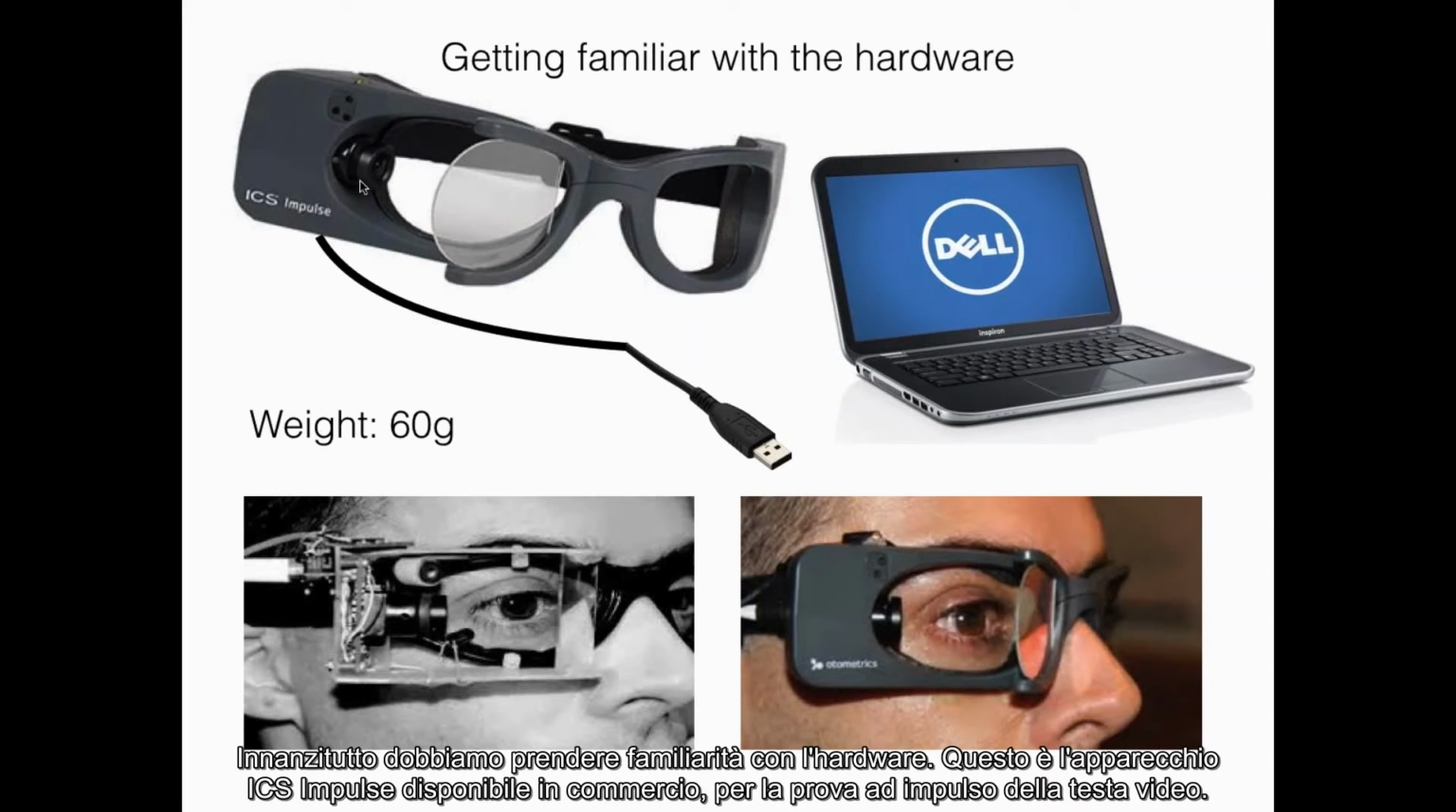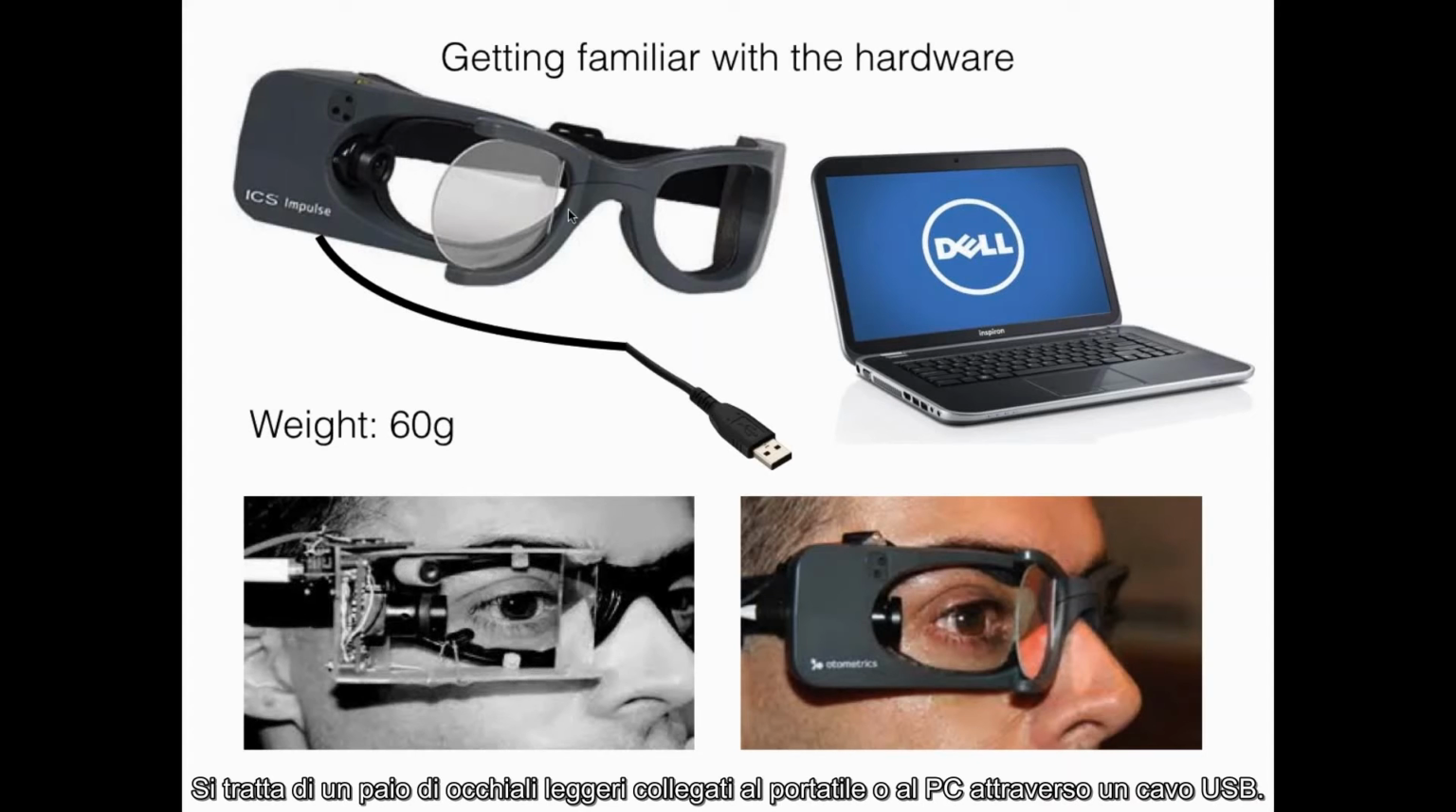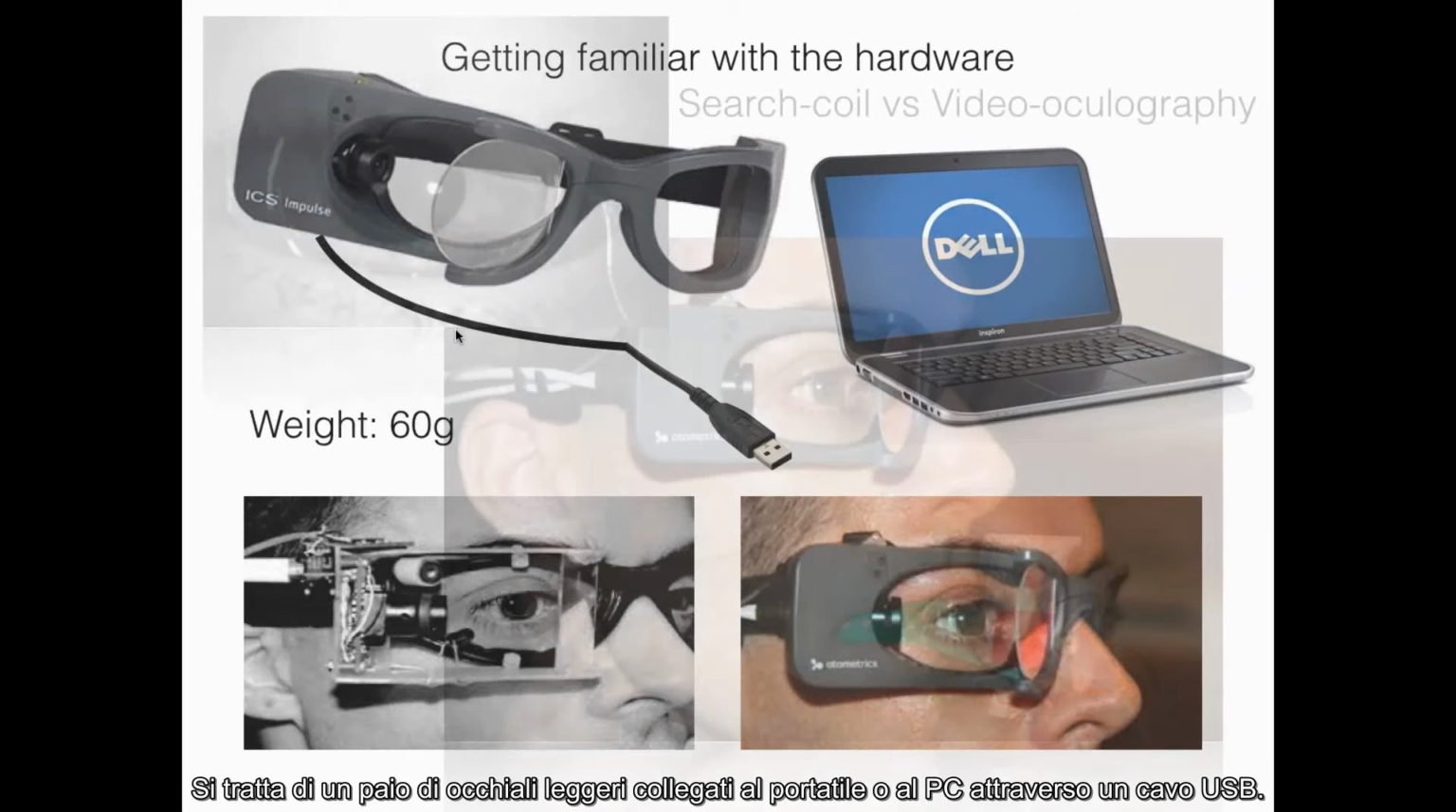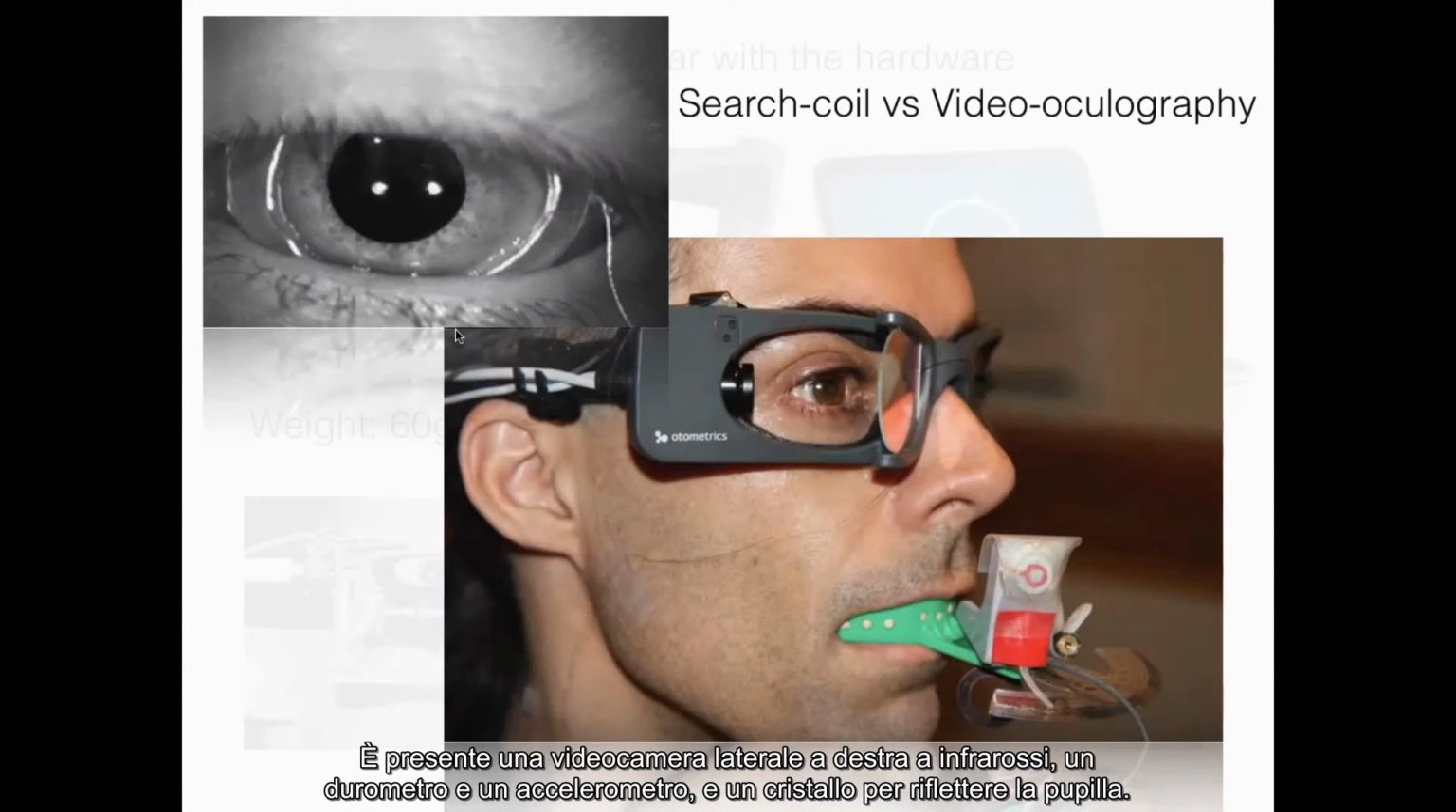So first of all, we need to get familiar with the hardware. This is the commercially available head impulse test, the ICS Impulse. It's a very light goggle, and this goggle is connected to your laptop or your computer with a USB cable. You have a right side camera, and you have an infrared camera with a gyroscope and accelerometer and a crystal to reflect the pupil.